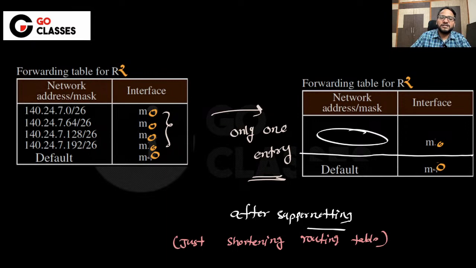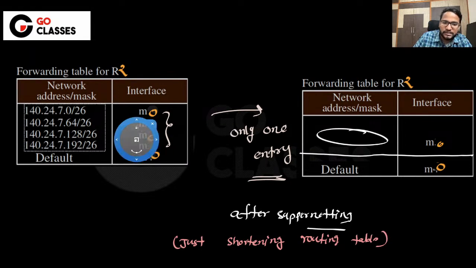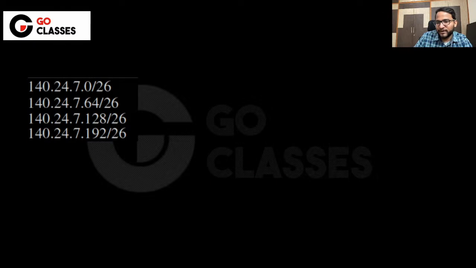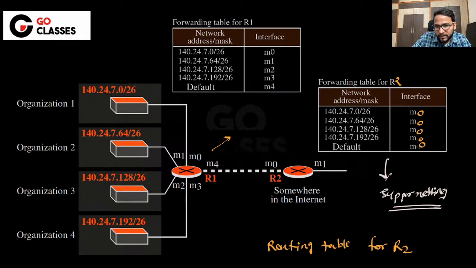Now, let's see how to do the supernetting here. If the interface is common, then only can you do supernetting. Let's suppose the interface is common in the example as previously, and let's see how to do the supernetting. First criteria must be satisfied: again, the interface should be common. Every one of these networks is connected to the same interface, which is M0. Now, with respect to R2, it is just M0.